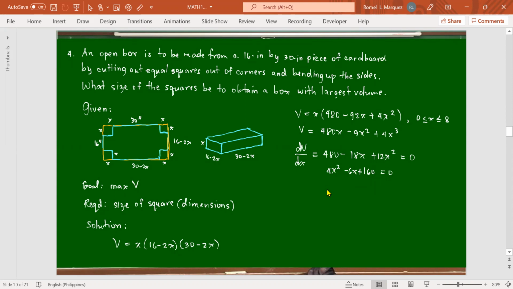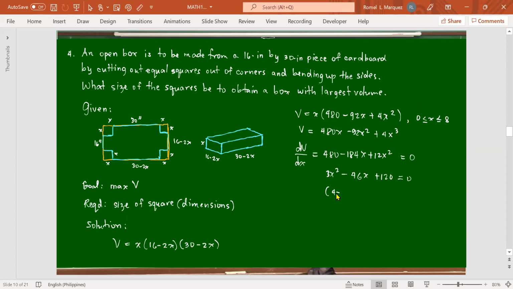Okay, children? Is that right? Wait, that is 184, not 92. I made a mistake, that is why it was so small. The derivative is 480 minus 184x plus 12x squared. Divide by 4 and it becomes 3x squared minus 46x plus 120. It is factorable, I think.